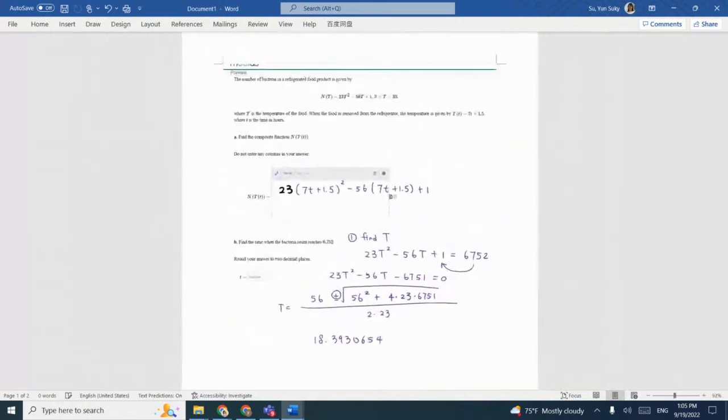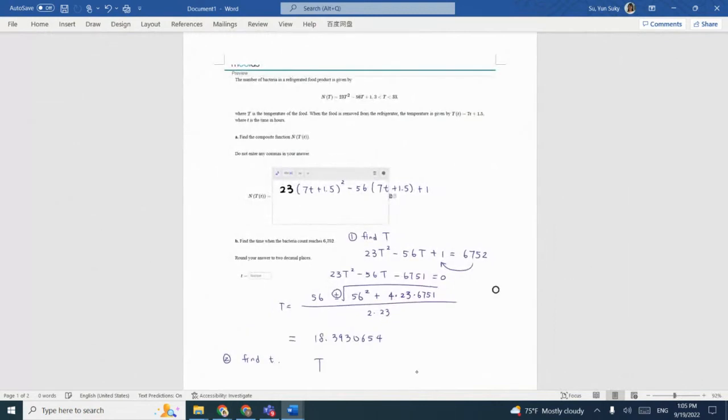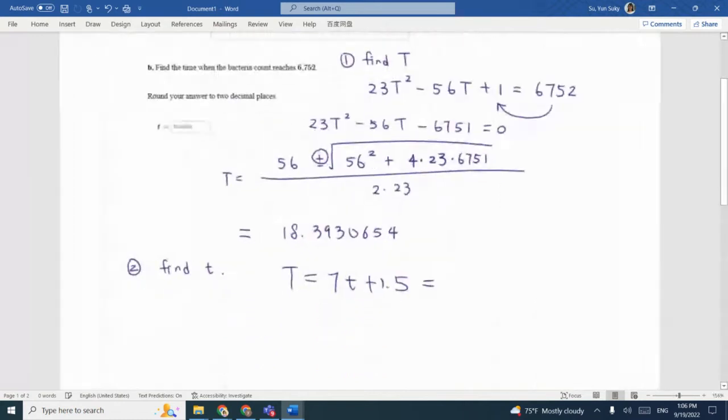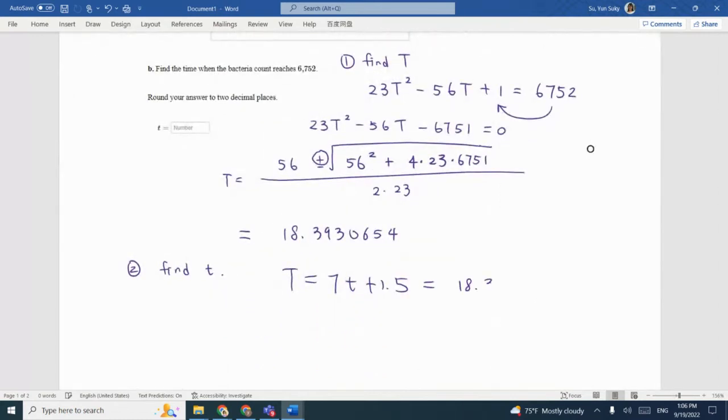And what is the formula? So T equals 70 plus 1.5. And that equals this number, right? 18.393 something. So we want to solve for T. So both sides subtract 1.5, right? And then I get 70 equals this 18.393 something minus 1.5. And then divided both sides by 7.